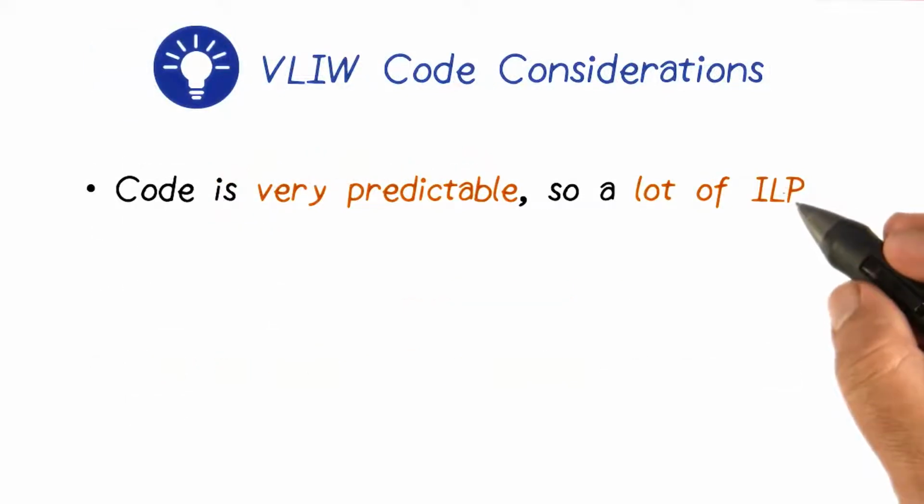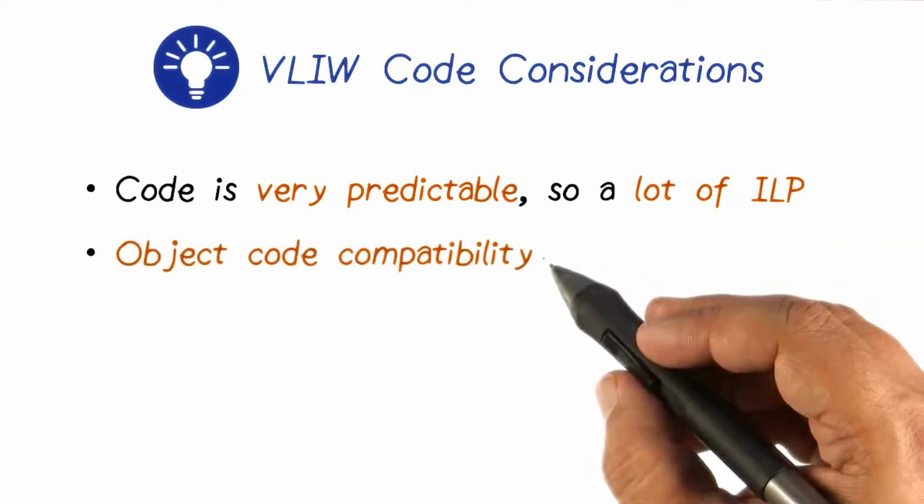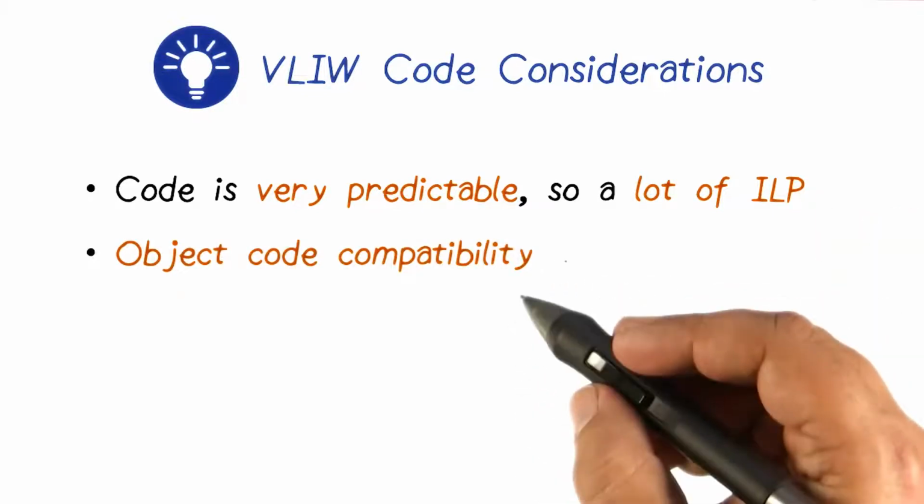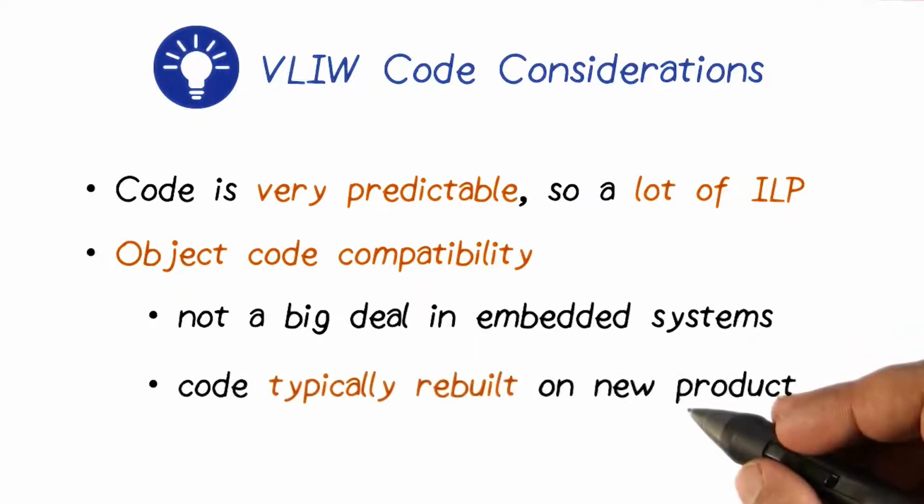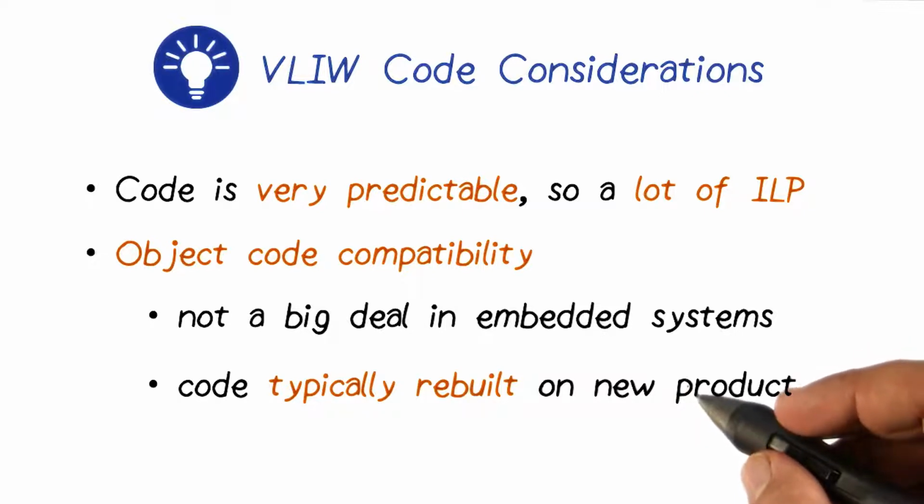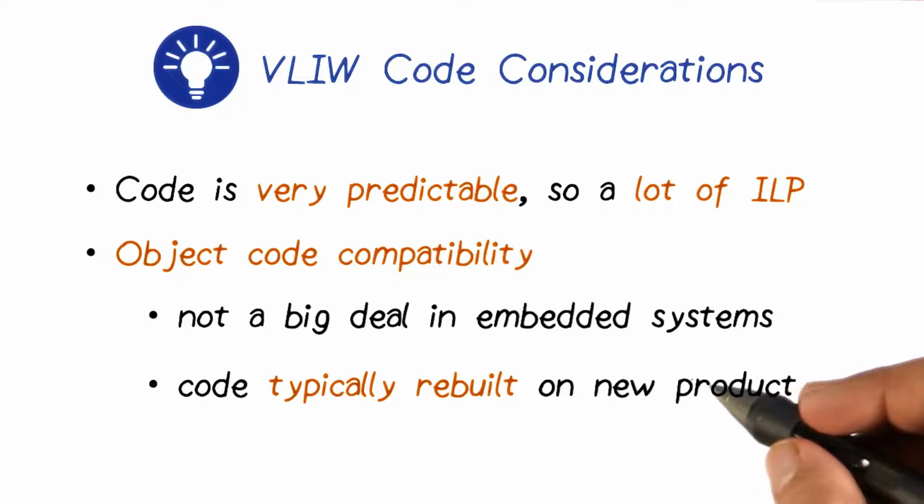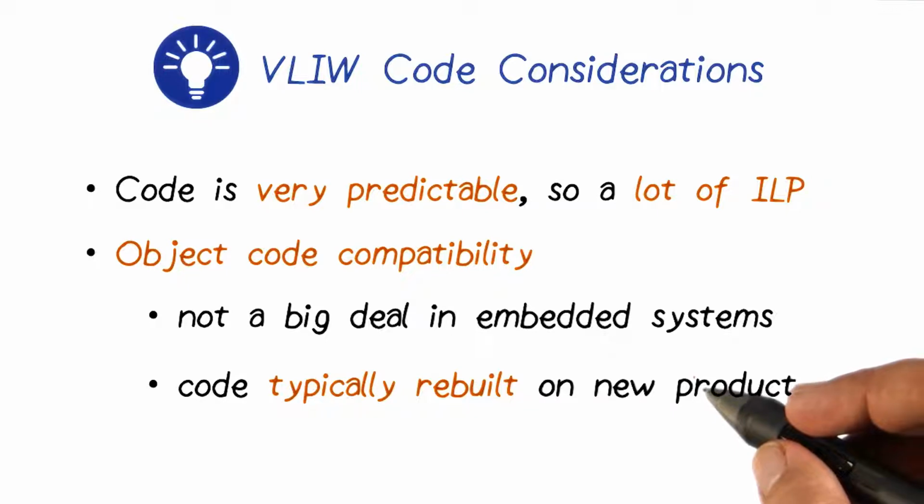Let us now look at the characteristics of the VLIW code. First and foremost, the code is very predictable because it's statically scheduled. It also exposes a lot of instruction level parallelism. In terms of object code compatibility, let us see what the different issues are here. First of all, this is not a major need in embedded systems, and so we can compromise this particular feature. Code is typically rebuilt and never reused on new products because a lot of things change from one generation of embedded systems to the next. And therefore, object code compatibility, which is difficult in VLIW, is not an important attribute which we should adhere to in embedded systems.